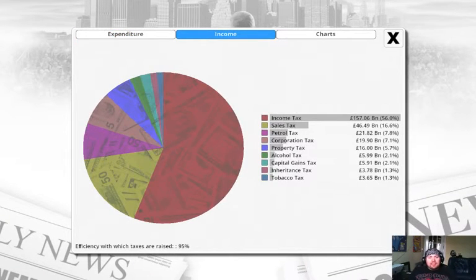On the income side of things, the main source of money, 157 billion, 56%, income tax, huge, desperately unpopular with everybody. Nobody likes to pay tax, but income tax, the largest single contributor. Sales tax next, that only accounts for 16%, 46 billion, and petrol tax, 21 billion, 7.8%. They are the big gains for us. Corporation tax, property tax, they're there as well. After that, it starts to dribble away through capital gains, inheritance, and tobacco.